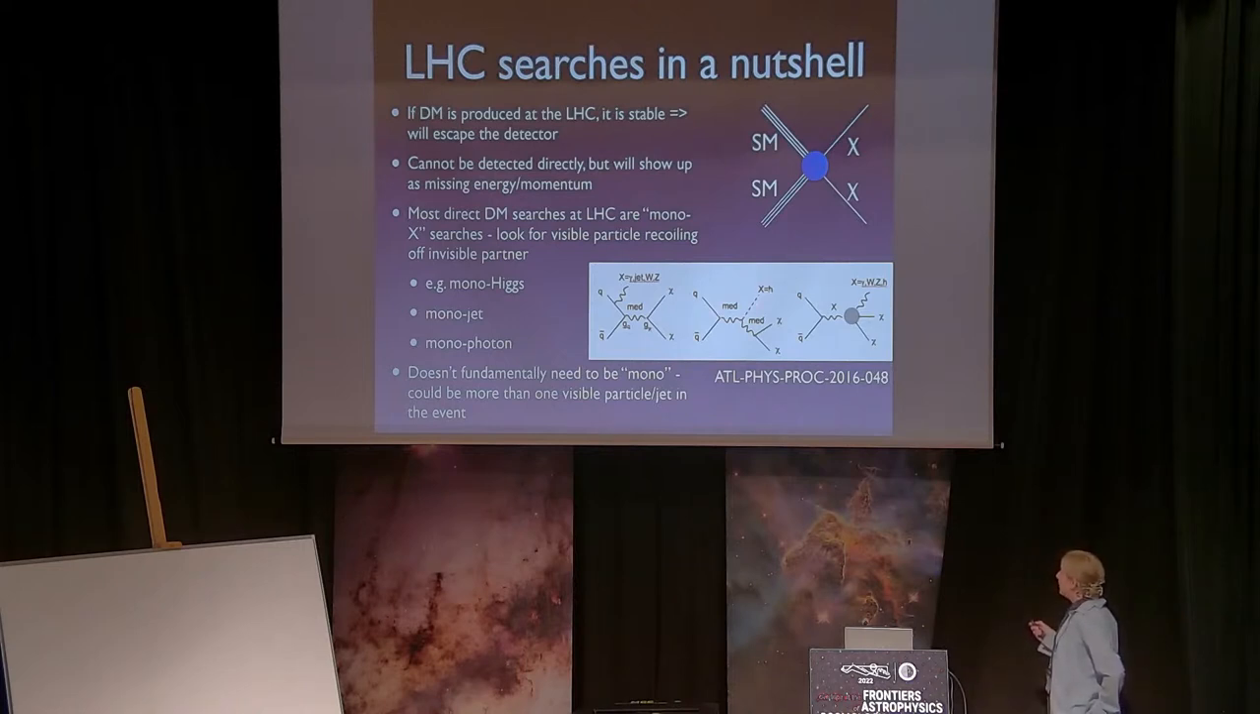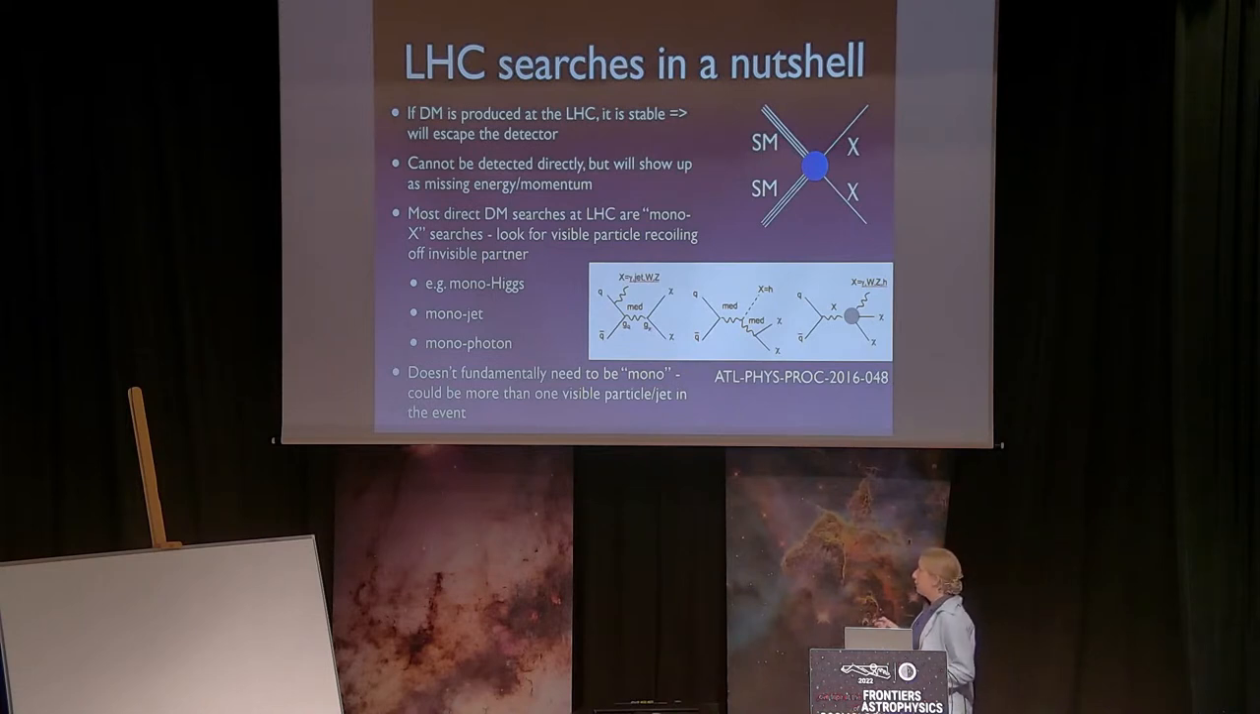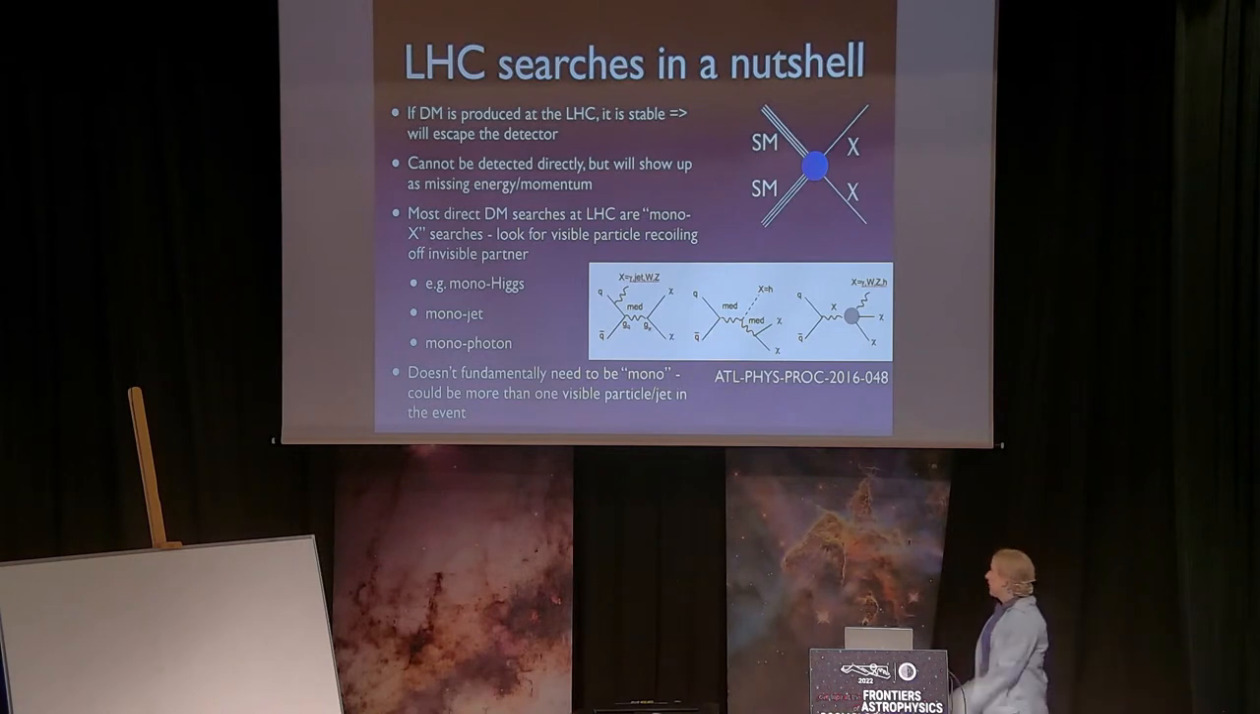You could also radiate these particles from mediators, or you could radiate them from some process in the final state. Now, a lot of LHC searches for dark matter of this form, like mono Higgs or mono jet or mono photon, it doesn't necessarily need to be mono. There could be multiple standard model particles recoiling from this interaction. So you could do that kind of search.